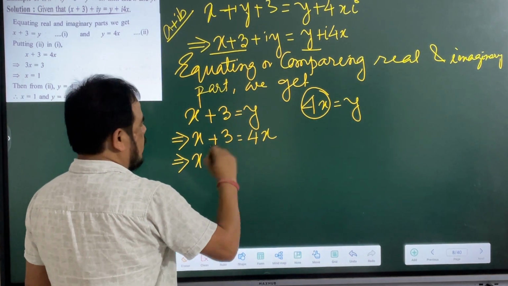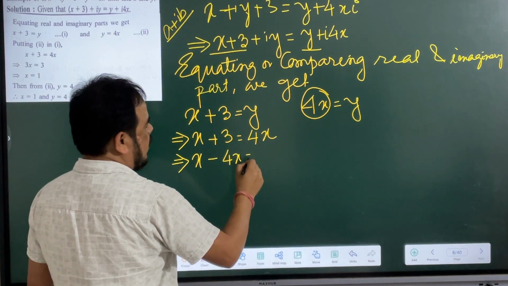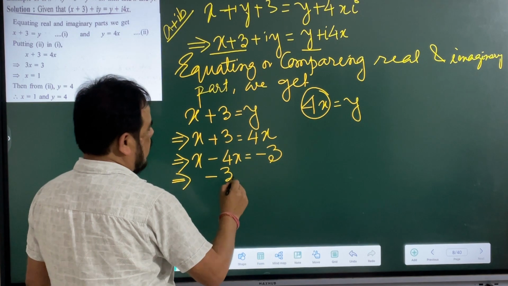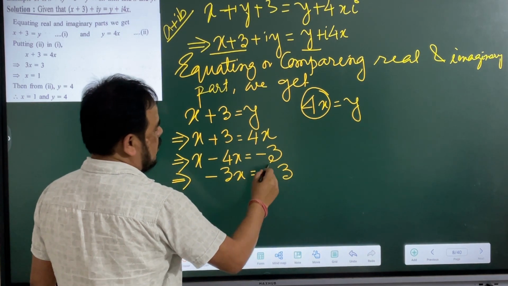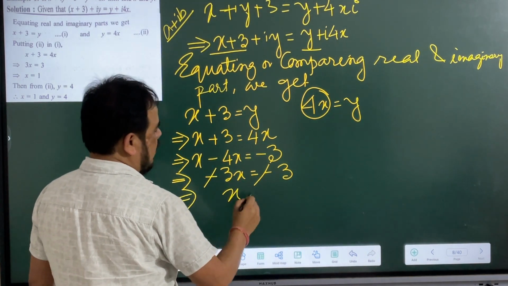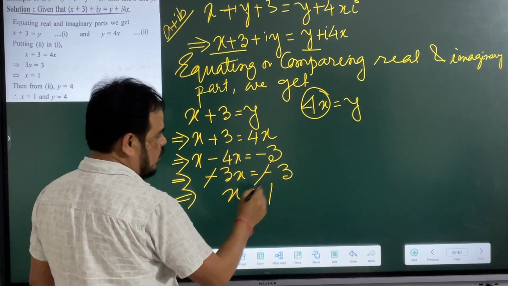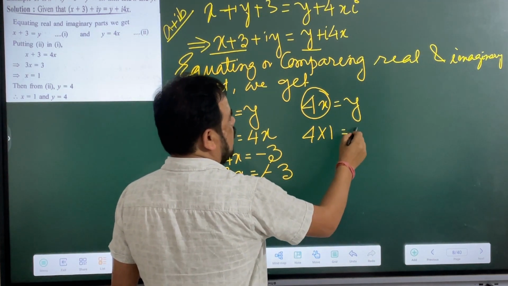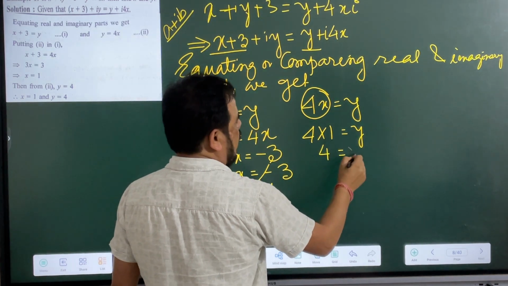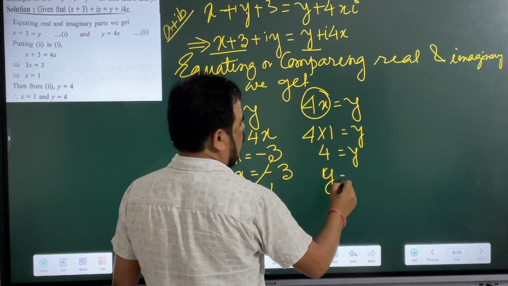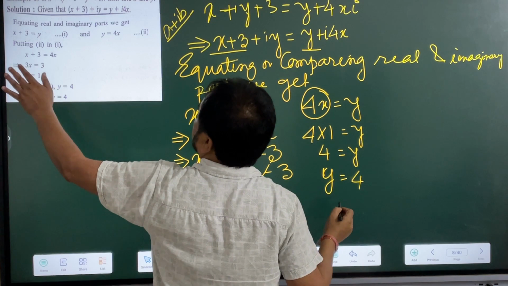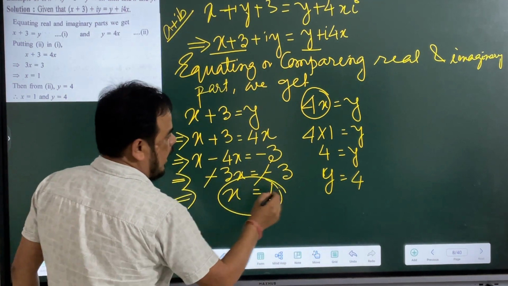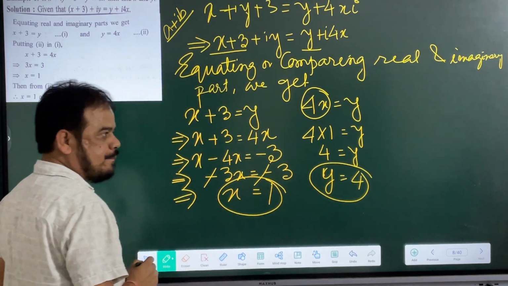So x minus 4x equals minus 3, since plus 3 goes to the other side. Minus 3x equals minus 3. We can cancel, so x equals 3 by 3, which is 1. So 4 into 1 equals y, so y equals 4. What was the question? Find the value of x and y. We have got x and y.